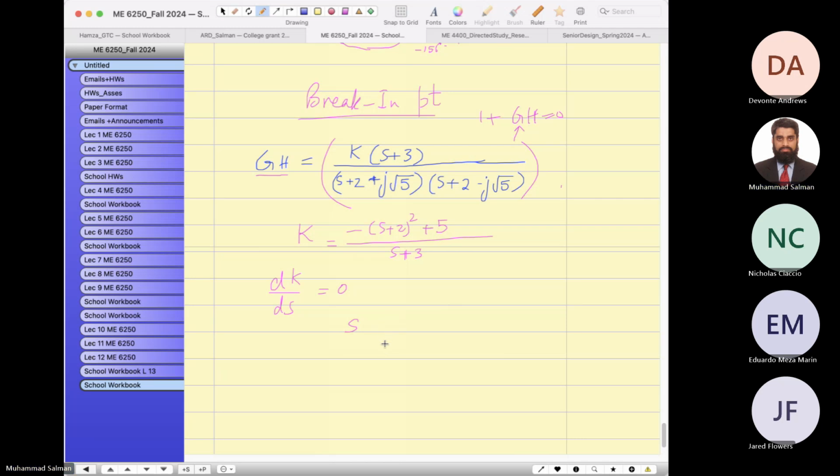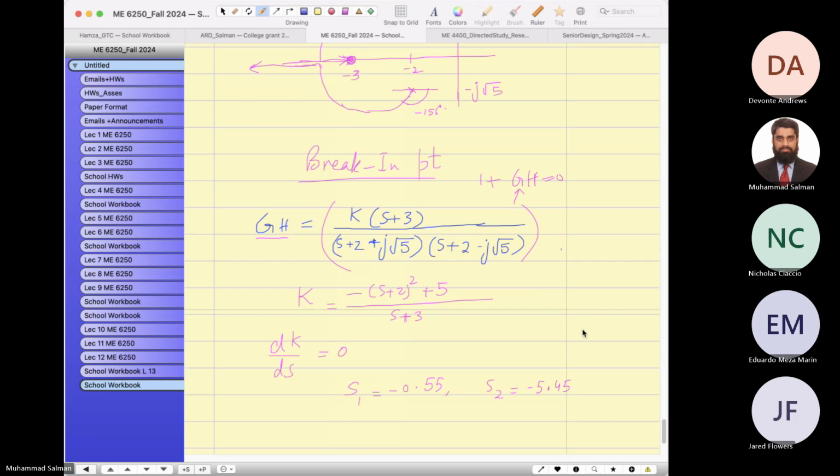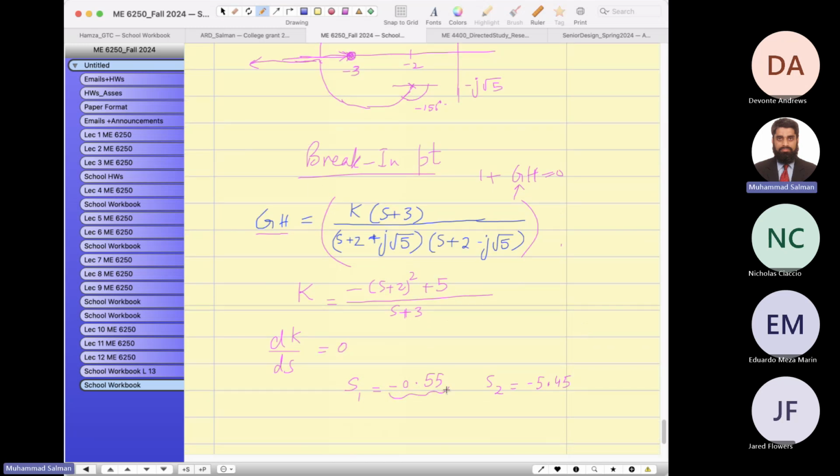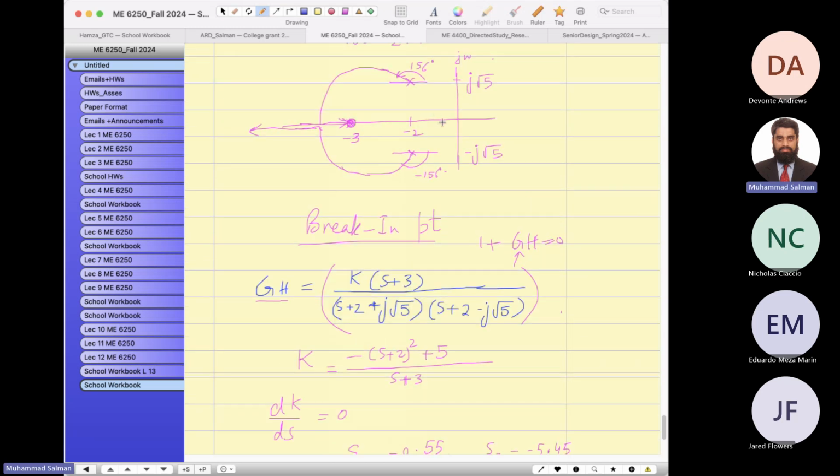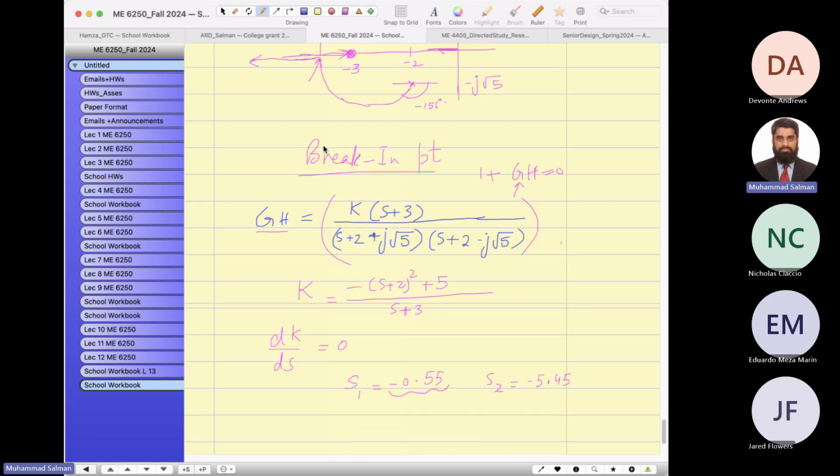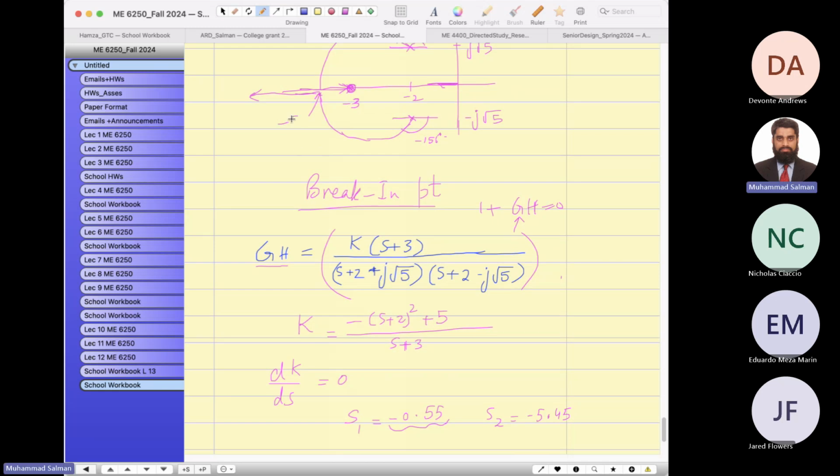And from there, you can find the roots of this polynomial. So you will get s1 equals minus 0.55 and s2 equals minus 5.45. And you will see that minus 0.55 is not a valid point, which is not lying somewhere here. So it is not our root locus location. So the break-in point is minus 5.45, somewhere here.